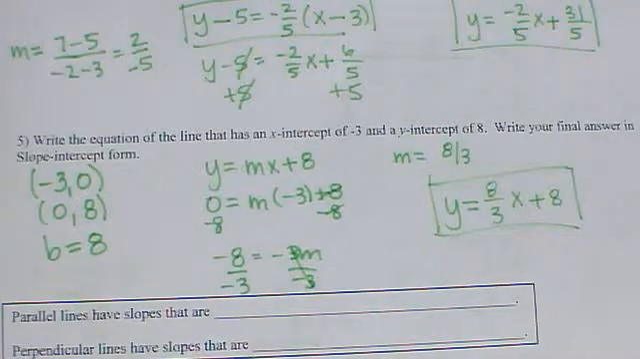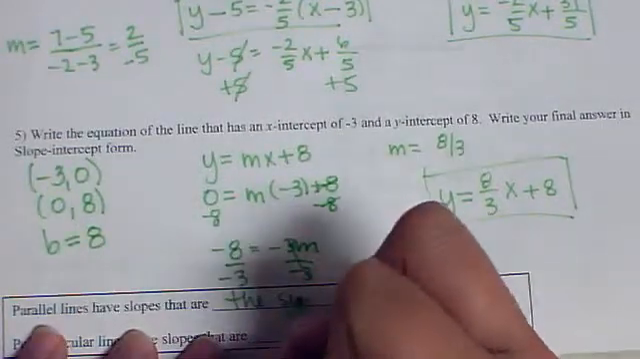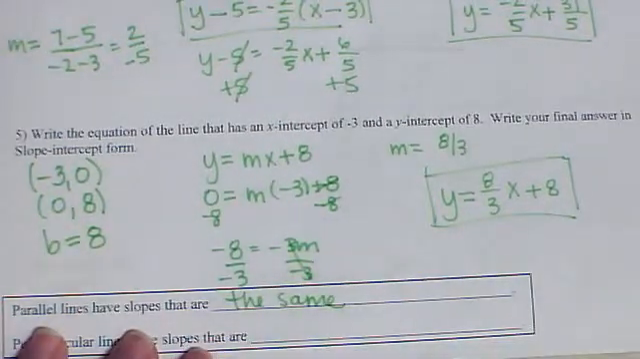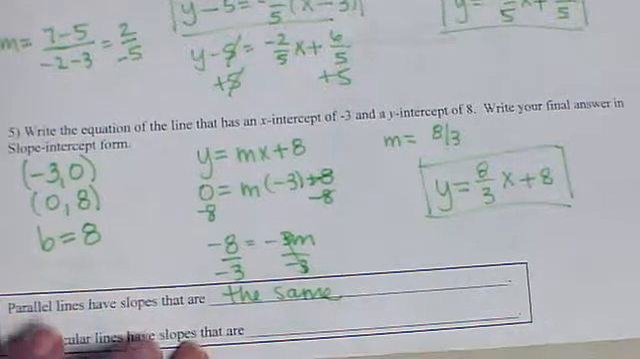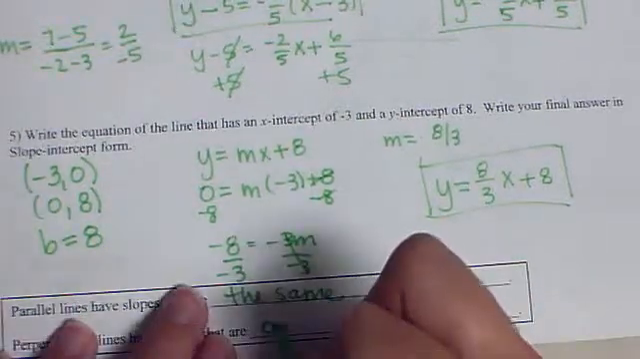The last thing we needed to talk about today was parallel and perpendicular lines. Parallel lines have slopes that are the same. So the same exact value will give me parallel lines. That should make sense. If they have the same steepness, they're never going to touch or cross. On the contrary, perpendicular lines have slopes that are opposite reciprocal.